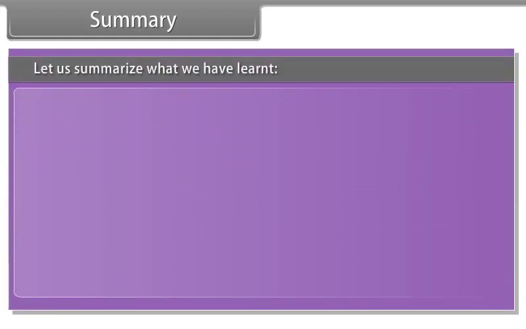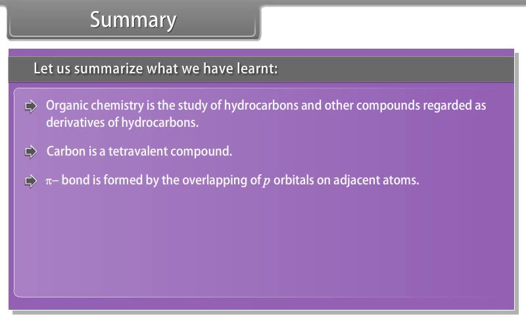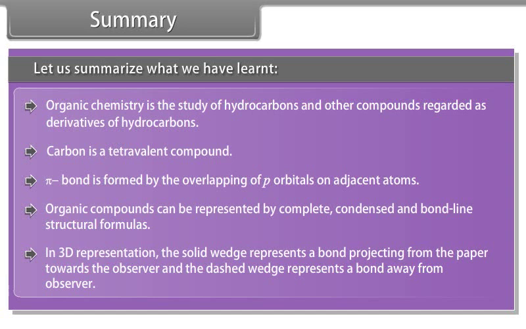Summary. Let us summarize what we have learnt. Organic chemistry is the study of hydrocarbons and other compounds regarded as derivatives of hydrocarbons. Carbon is a tetravalent element. Pi bond is formed by the overlapping of p orbitals on adjacent atoms. Organic compounds can be represented by complete, condensed and bond-line structural formulas. In 3D representation, the solid wedge represents a bond projecting from the paper towards the observer, and the dashed wedge represents a bond away from the observer.